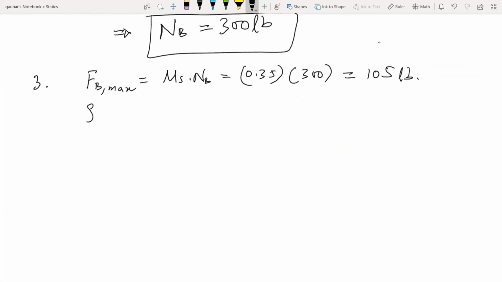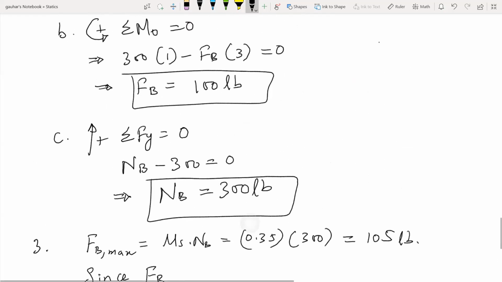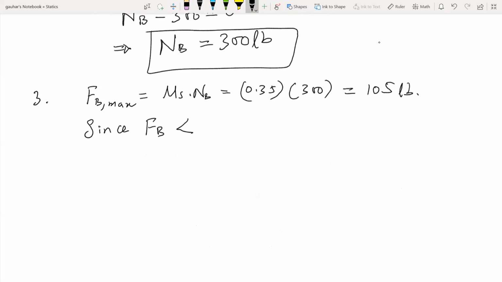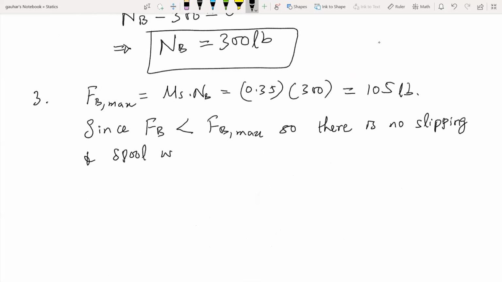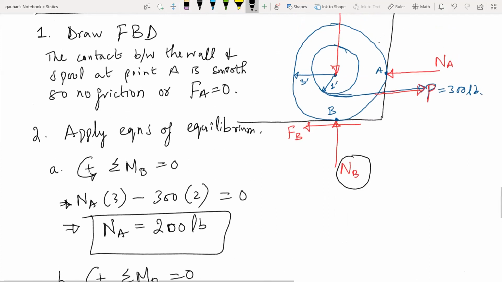Now we can say that since F sub B, which was 100 pounds, is less than F sub B max, there is no slipping. If there is no slipping, then the spool will remain at rest. Okay, so that's how we are done with this problem.